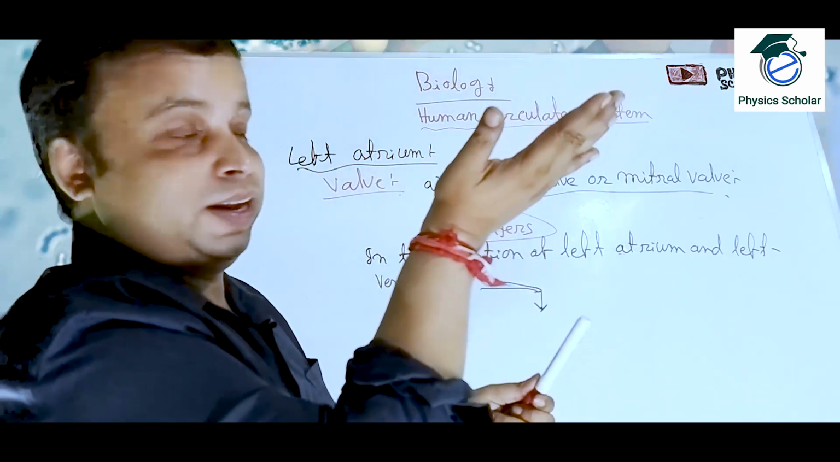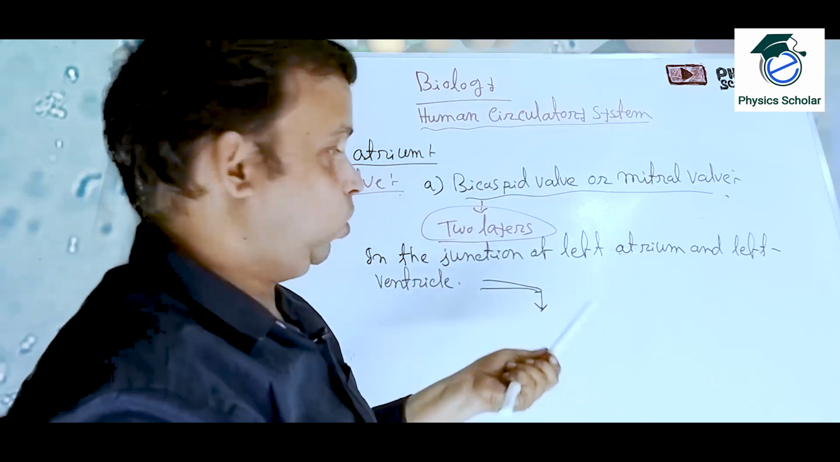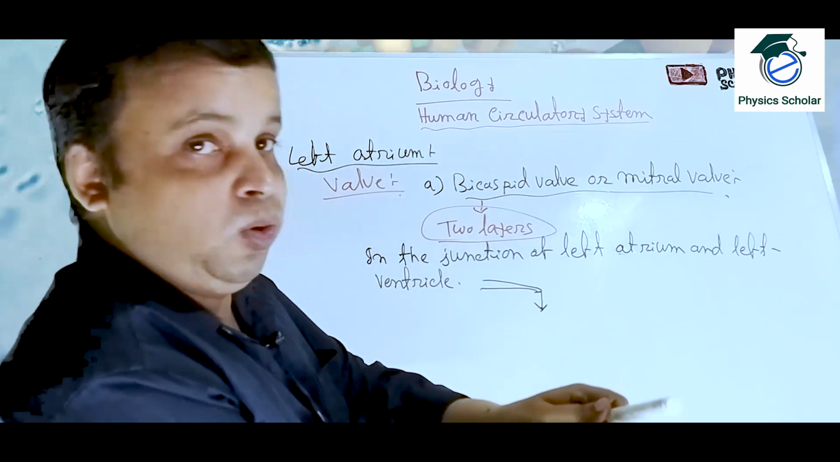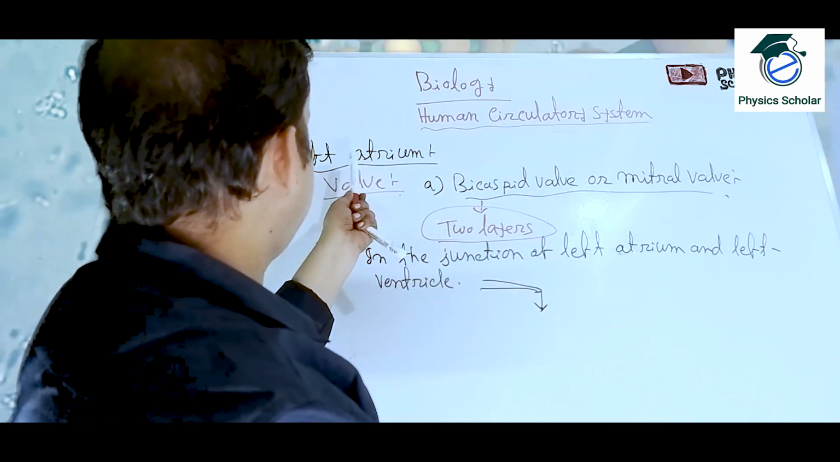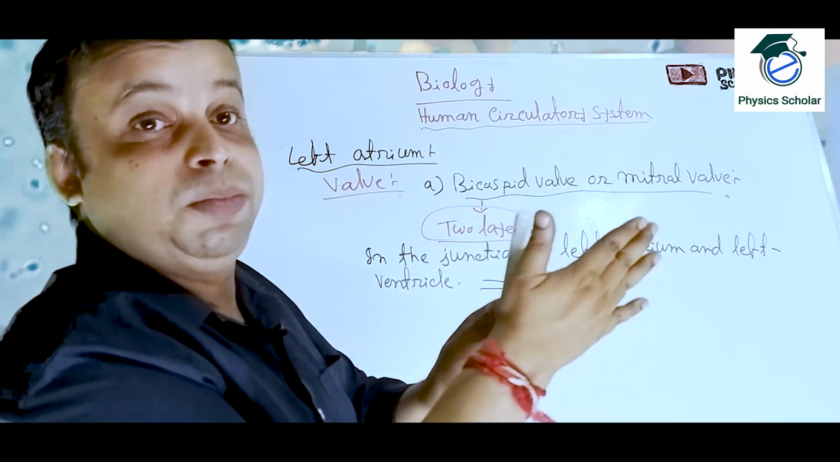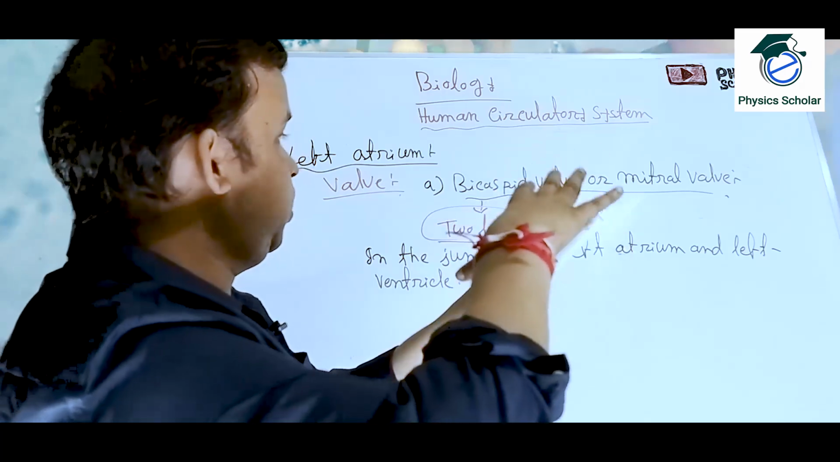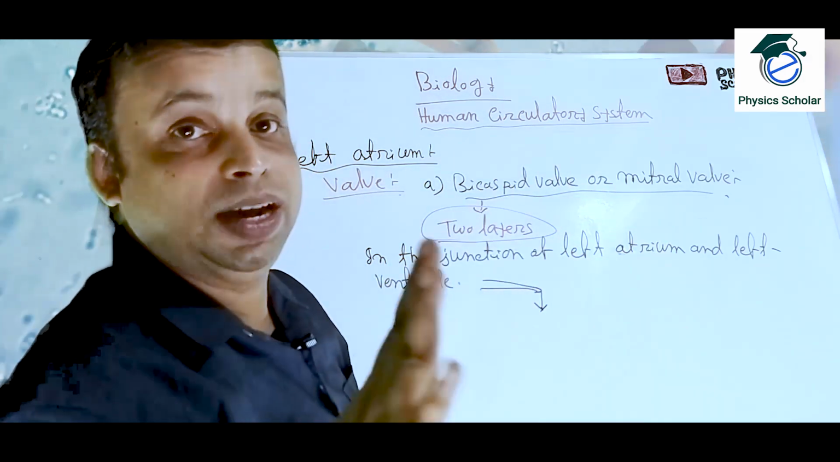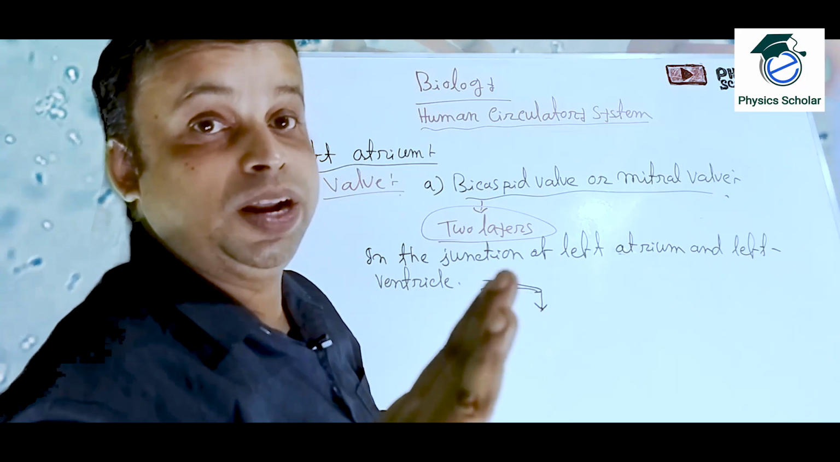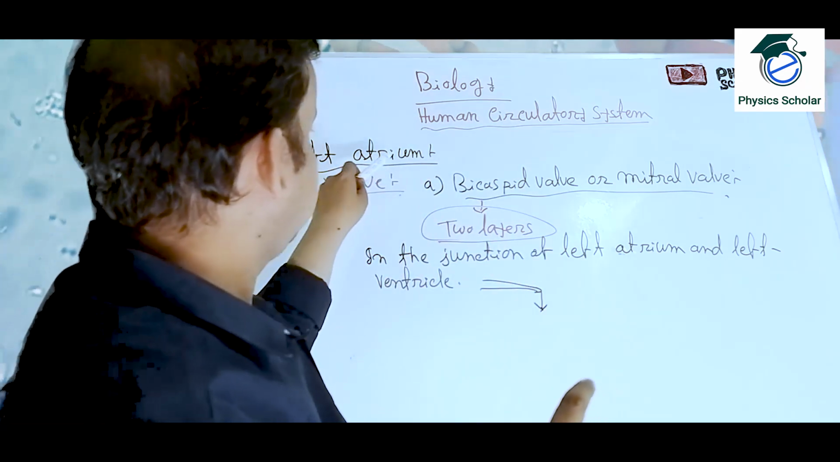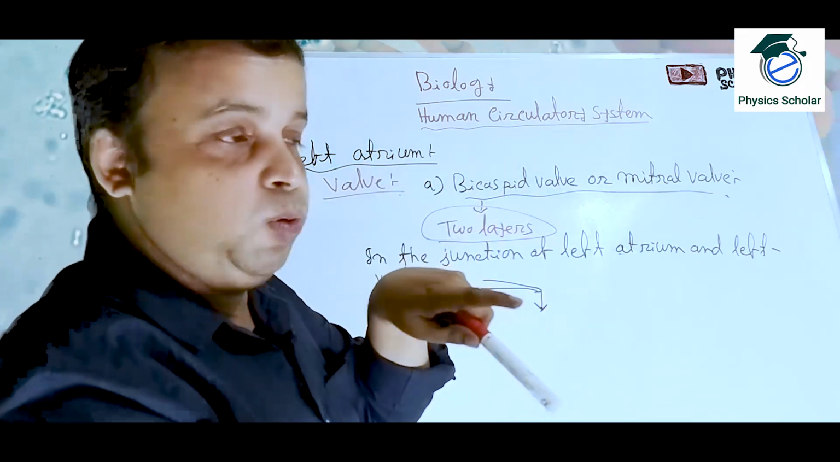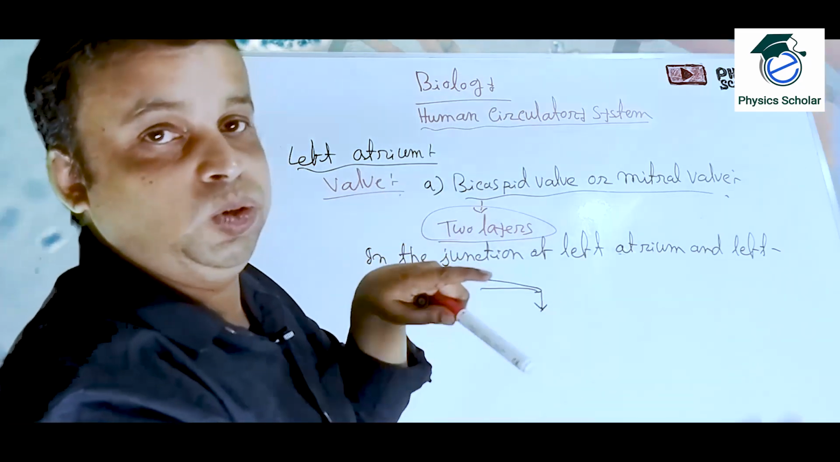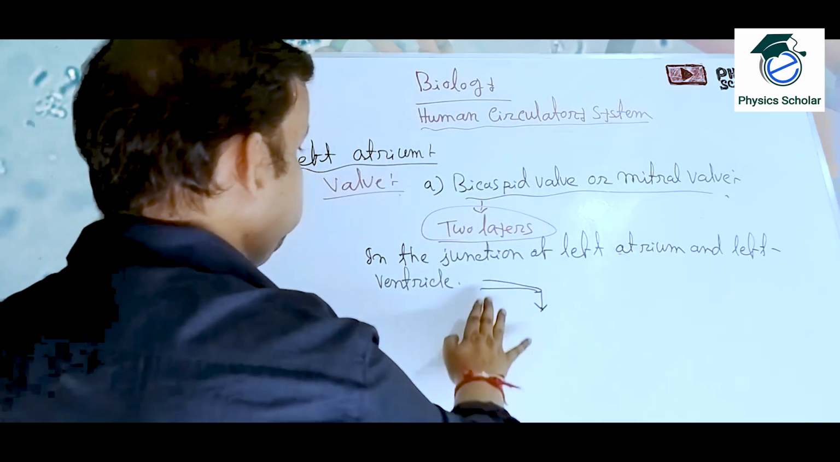What is the upper chamber? The upper chamber is the atrium. So this valve will open in the downward direction. That means when the atrium is in systole, the valve will open, and the pure blood which is carried by the 4 pulmonary veins to our left atrium will move from the left atrium to the left ventricle.